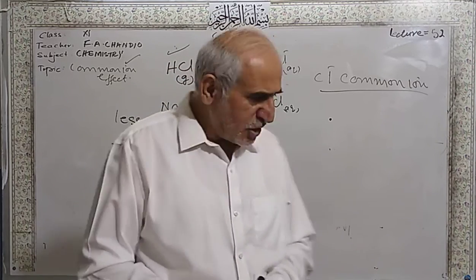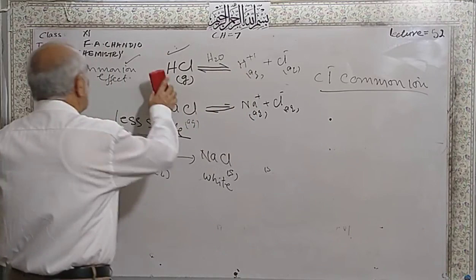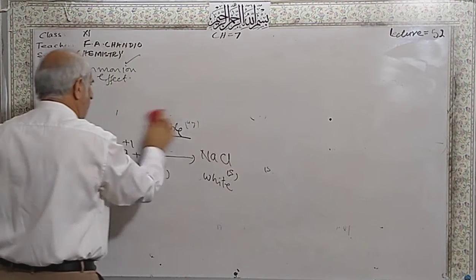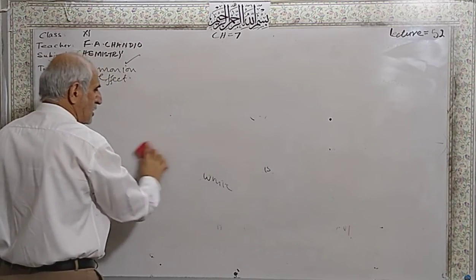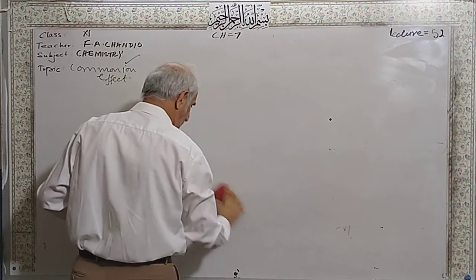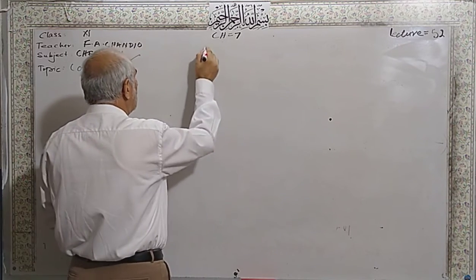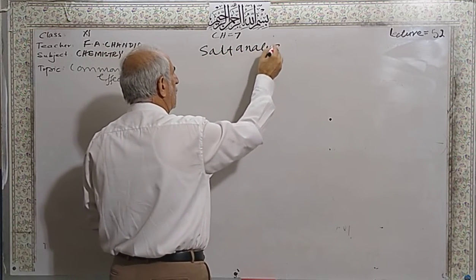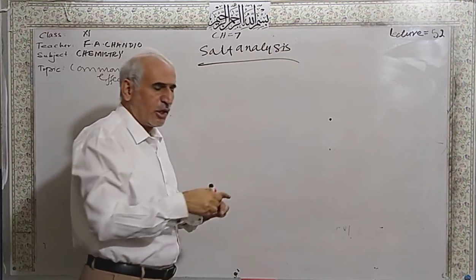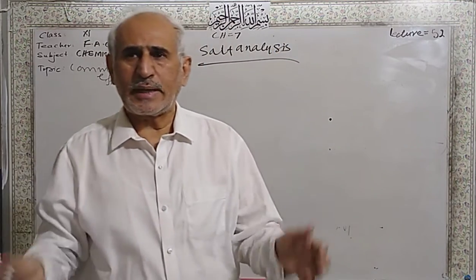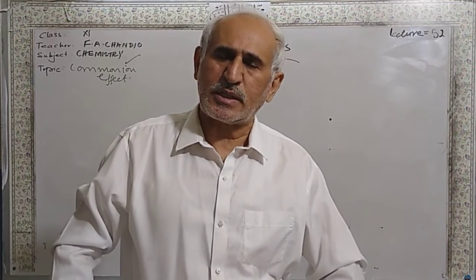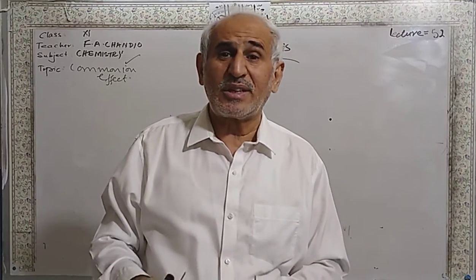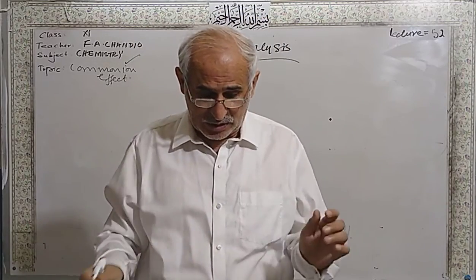The second example is given here, which is practical in second year: major salt analysis. An unknown salt is given. There are cations and anions. A salt has two parts, cations and anions, positive and negative ions. So positive ions can be detected by using this process, salt analysis.